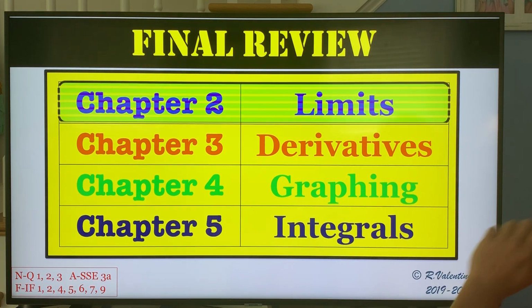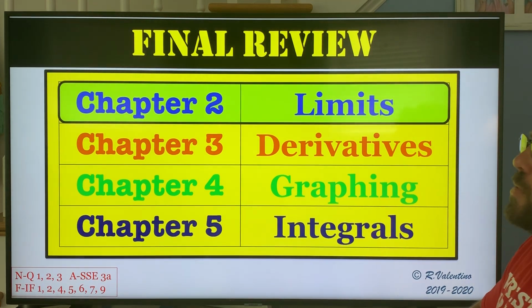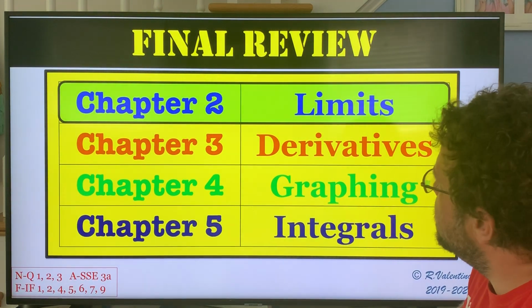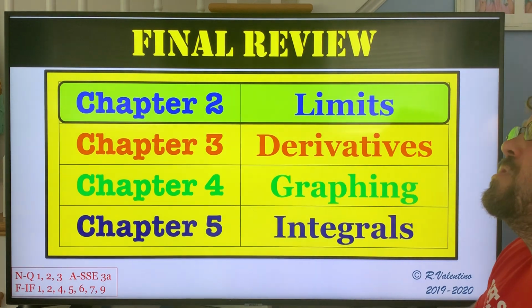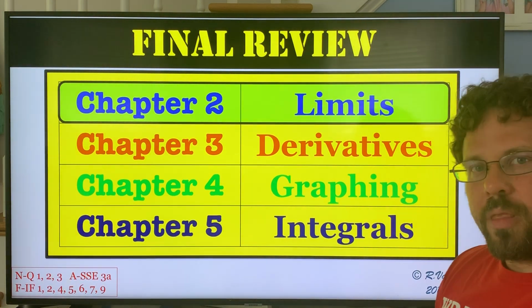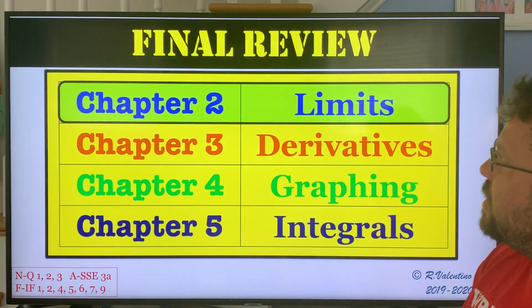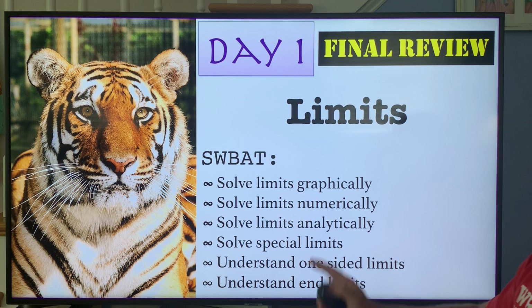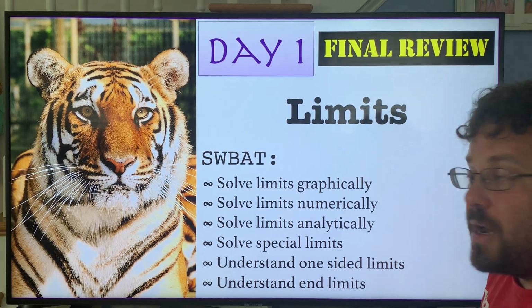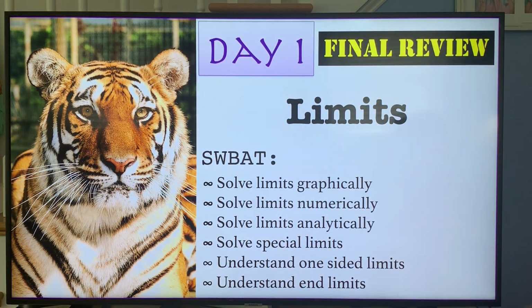Today, we're going to start our final review with Chapter 2. We're going to go over what Chapter 2 was, and that was limits. Long ago, back in October, we ventured forward on our calculus journey. This is how we began. So, review today, first day of 5 in a review. We're going to solve limits graphically, numerically, analytically, solve special limits, understand one-sided limits, and understand an element.